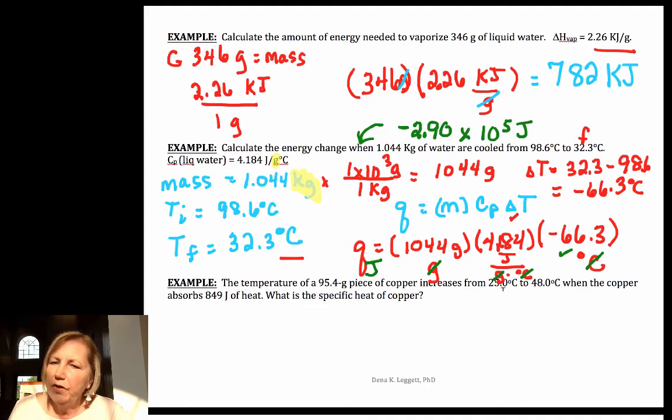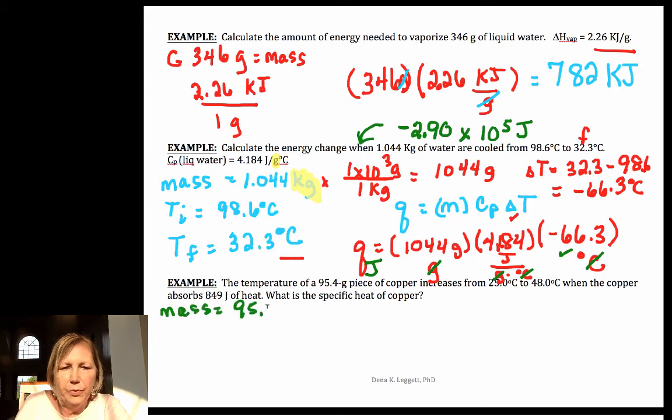Now, think about whether it's logical. I have an exothermic process. Well, it's going down in temperature. If I cool something, I'm pulling heat out of it that's being released. So it's losing that heat. It's an exothermic process.